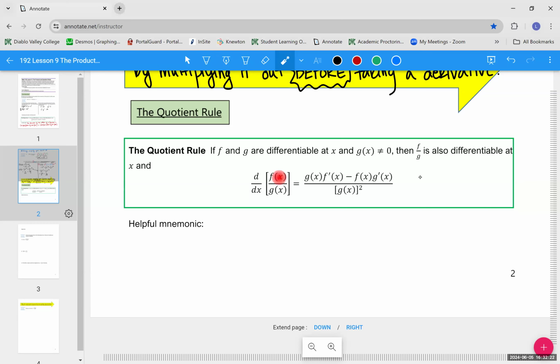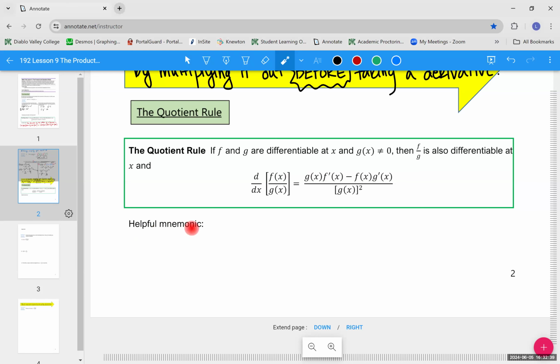So f is the numerator, g is the denominator. The derivative will be the denominator times the derivative of the numerator minus the numerator times the derivative of the denominator, over the denominator squared. That's just a lot to remember.